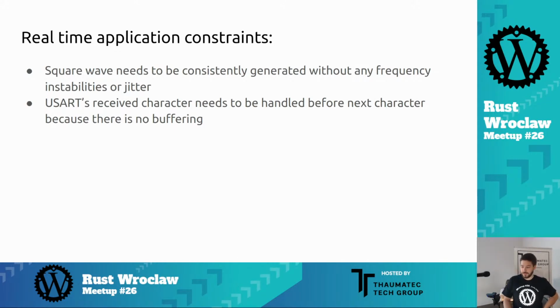And we want the signal to be stable. To do this, we need to prioritize this square wave generation to the highest priority. And the UART, the serial port communication, also needs to be handled very quickly, because in our application we have no buffering. So we need to handle the character before the next character comes. So it's also quite time constrained.